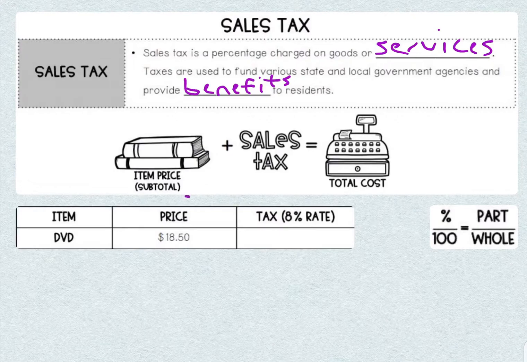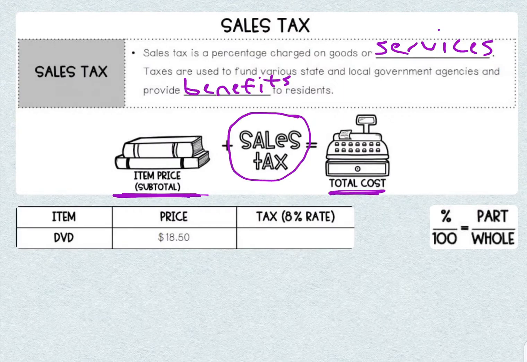Now, how sales tax works is whenever you have items you're going to buy, it could be one item or more items, and then the sales tax is calculated as a percentage. And when you add those together, that's the total cost that you actually pay at the register.